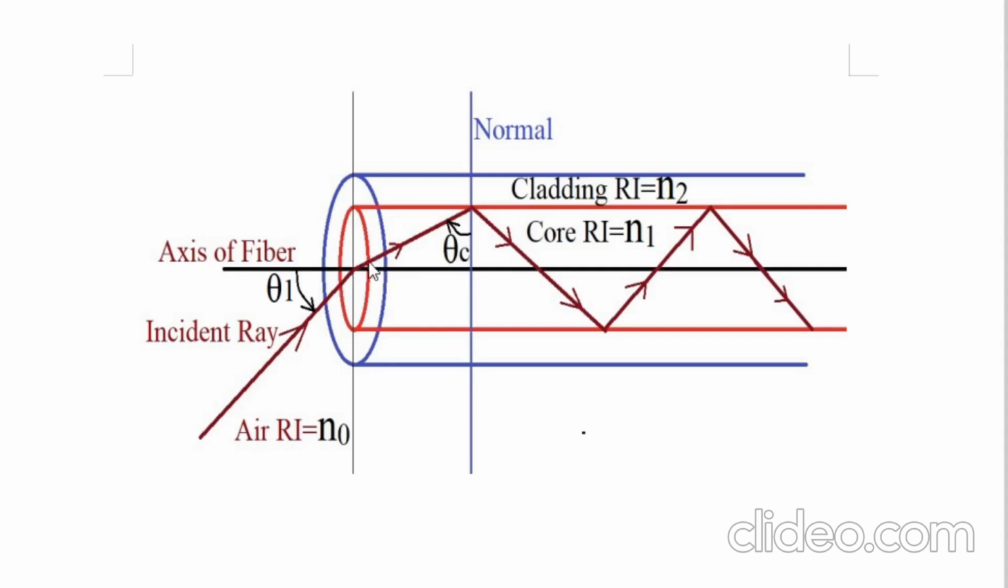Upon entering the core medium, the incident ray gets bent and strikes at the junction of core and cladding. So cladding RI n2, core RI n1, and at the junction of core and cladding we have drawn the normal. When this ray strikes the junction, the refracted ray angle theta 2 is 90 degrees, and that refracted ray travels along the junction of core and cladding. Therefore, reflection is maximum and refraction is zero. So the refracted ray is not shown at all because it is traveling along the junction.